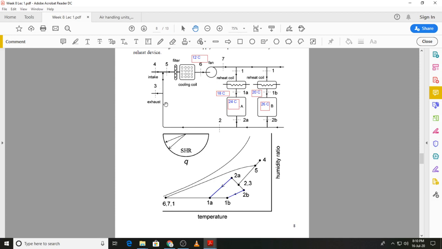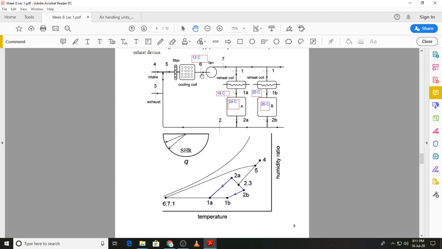Then the returned air, the recirculated air, is mixed with the outside air. So the outside air is at state 4. You can see state 4, higher temperature, higher humidity ratio. Outside air at state 4 mixes with the recirculated air at state 2 or state 3, you can say they are the same, to give us the mixed condition at state 5. Then that air which is at state 5 is cooled and dehumidified. This is the cooling and dehumidification process, and we get back to state 6.